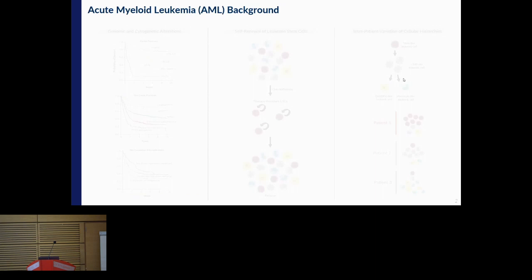So to begin, I want to provide a little bit of background on acute myeloid leukemia, or AML. AML is a hematological cancer that is well characterized by its very poor survival rates and is well documented for its heterogeneity. And I think that this concept of heterogeneity in AML has been looked at from three primary perspectives over the past couple of decades.